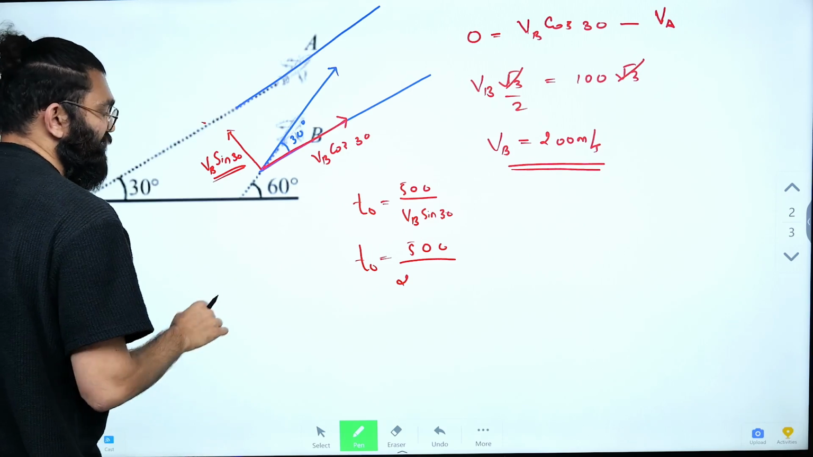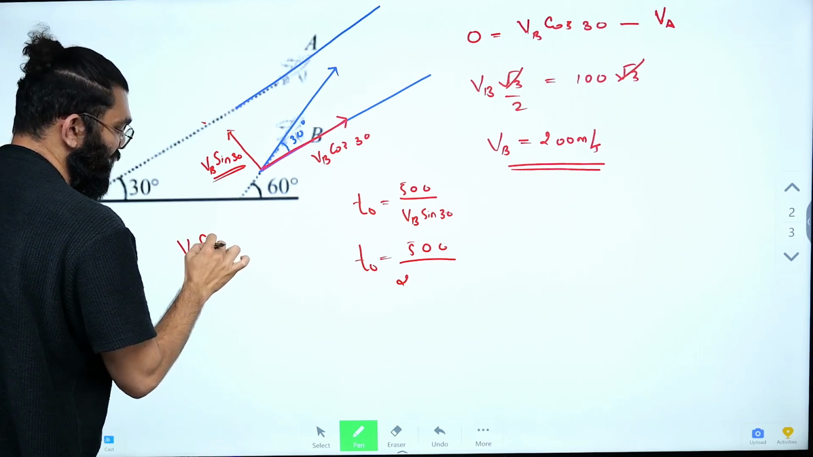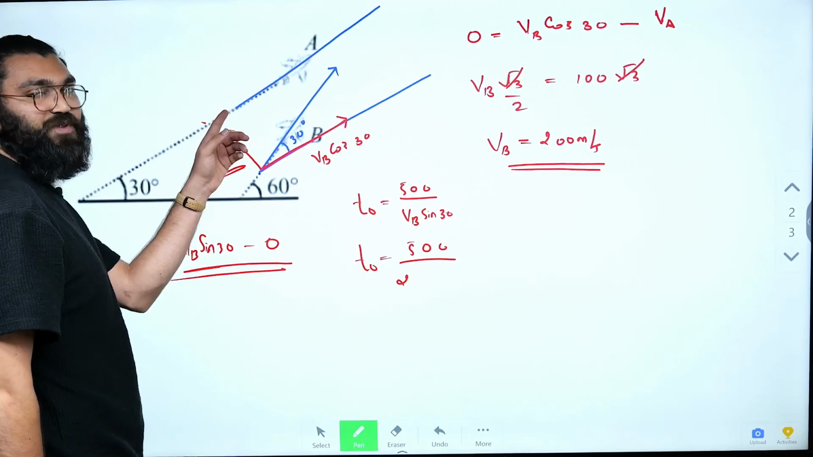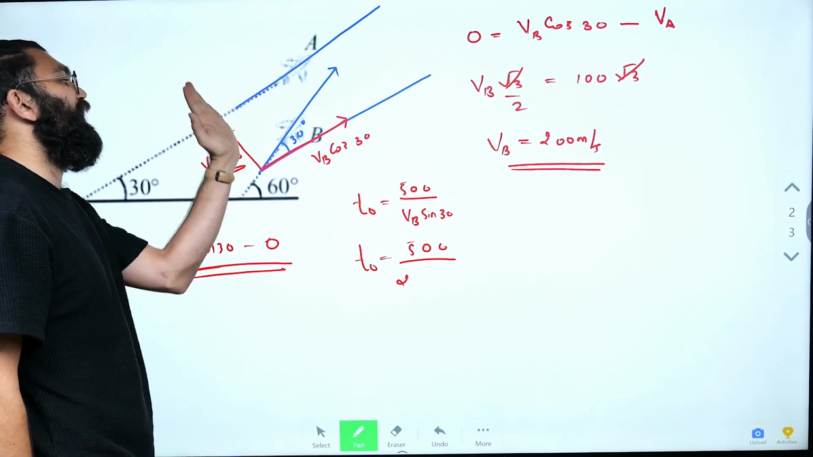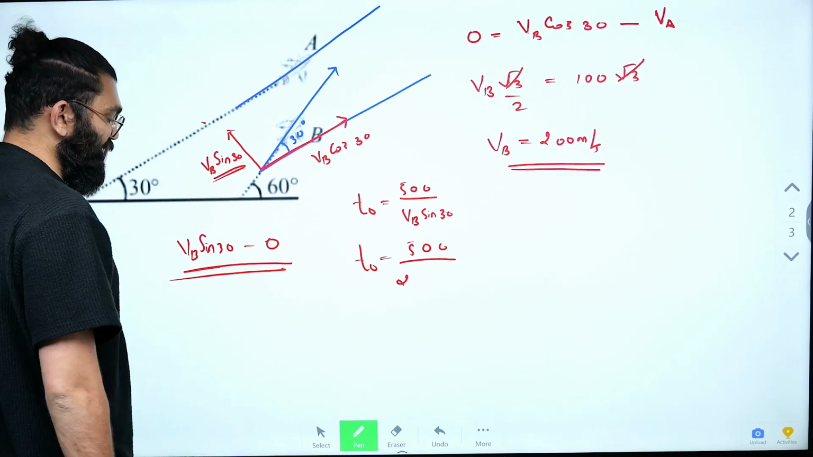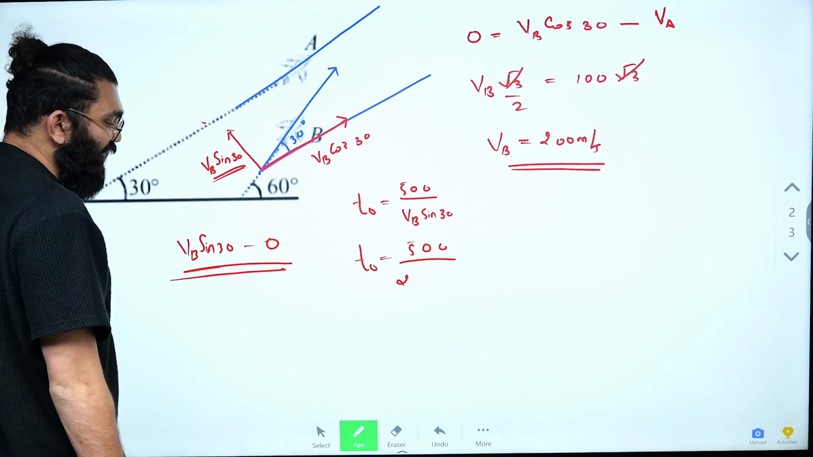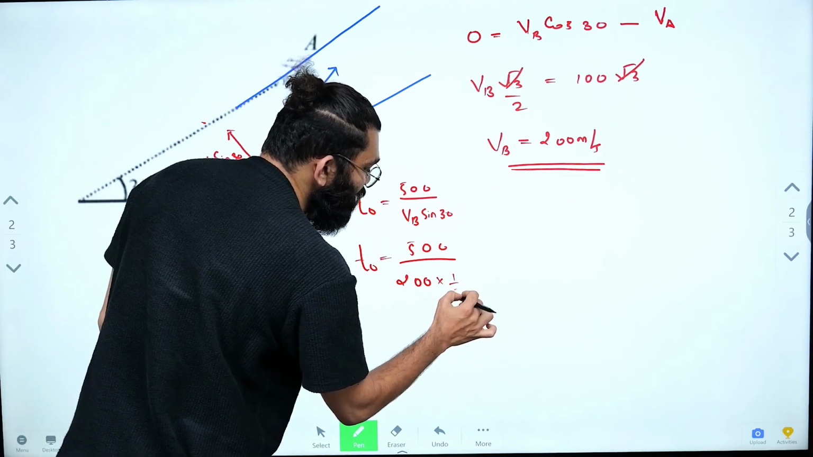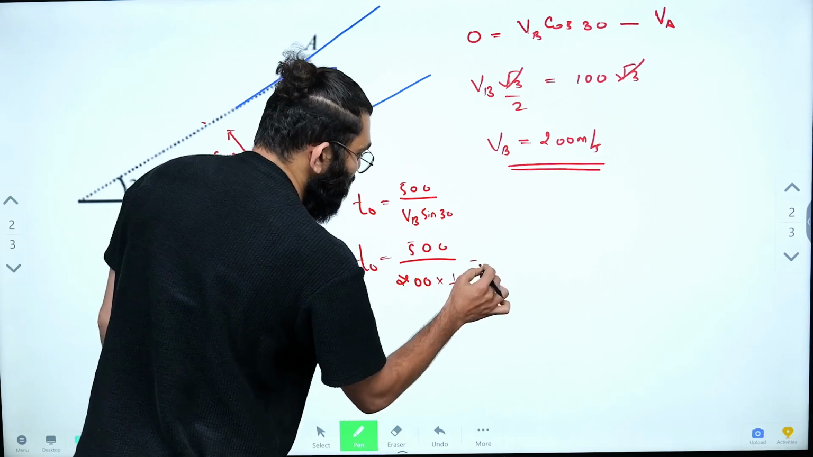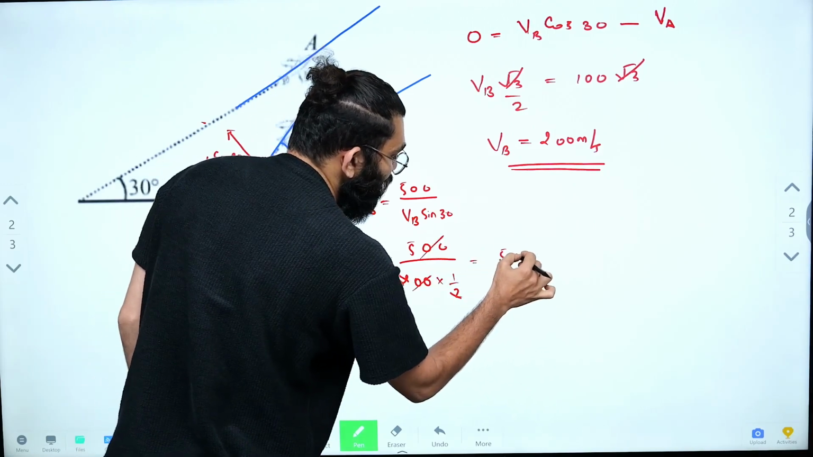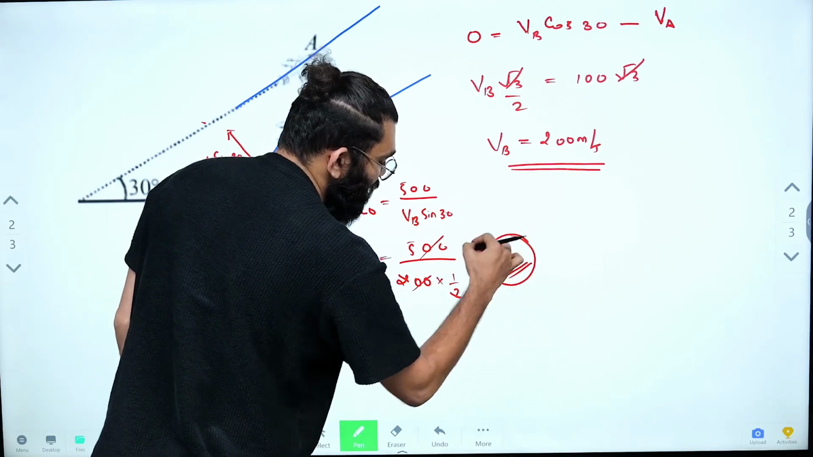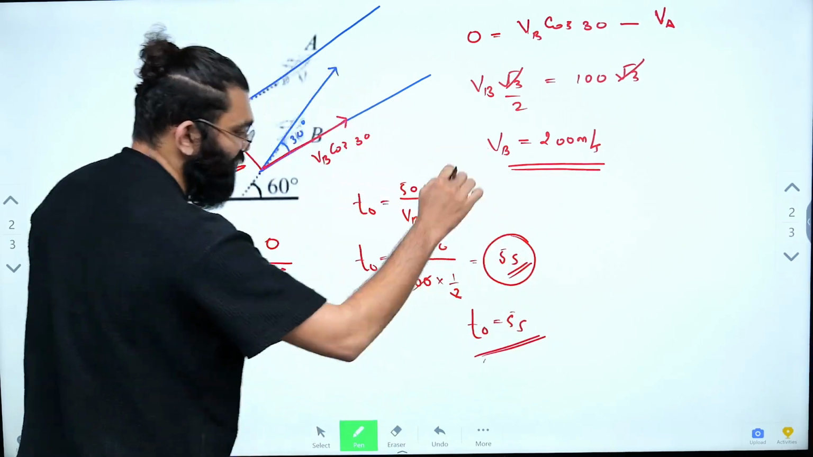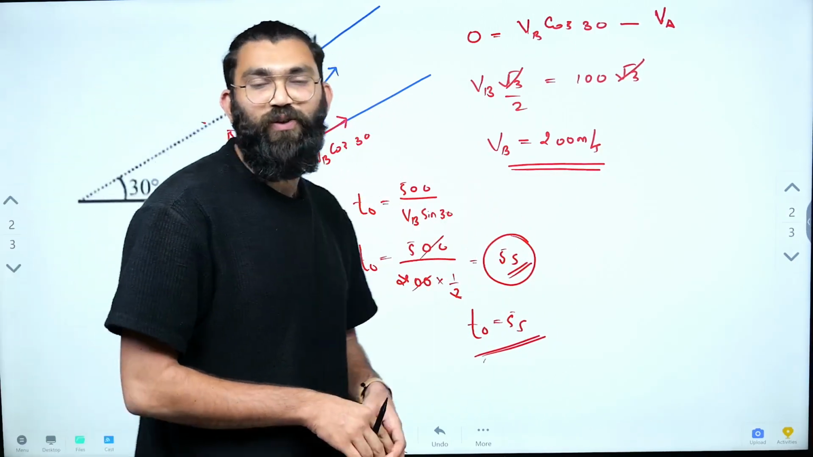So the relative velocity is Vb sin 30 minus 0, because the observer does not have a velocity component along this particular direction. That is why the relative velocity is Vb sin theta only. Vb is 200 into sin 30, which is 1 by 2, so the zeros cancel out, and t0 is equal to 5 seconds. That is the answer to the question.